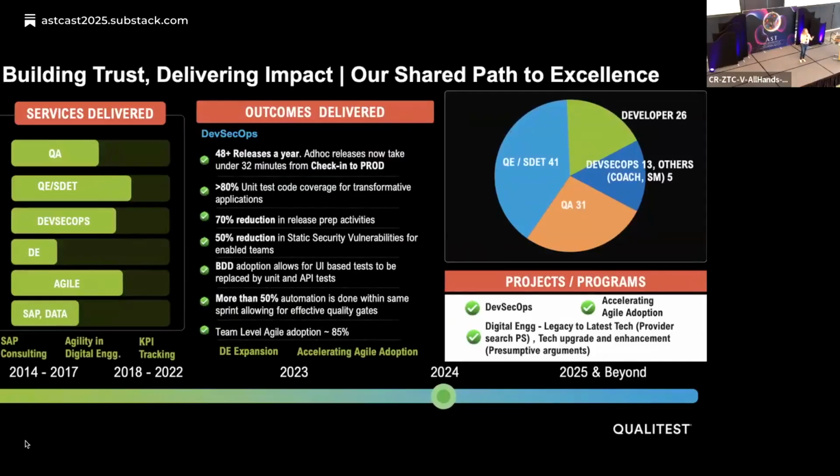Then we continued to evolve. From when we started, we had 4 releases a year, each one taking 5 to 6 hours. Fast forward to about a year ago when we finished most of the DevOps transformation, we had 48 releases a year. So we went from 4 to 48 in 3 years, which is pretty impressive. We started having releases happen in under 32 minutes. We had 85% Agile adoption across this really large organization. We had 80% unit test coverage, and a 50% reduction in static security vulnerabilities.